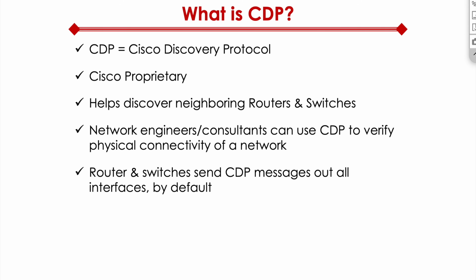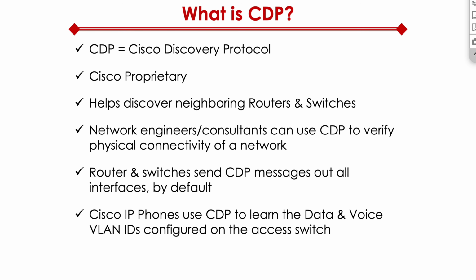The way CDP allows discovery to happen is through CDP messages. And these messages are sent across all ports on all routers and switches by default. Another interesting tidbit, Cisco IP phones use CDP to learn both the data and voice VLAN IDs that are configured on that access switch port.